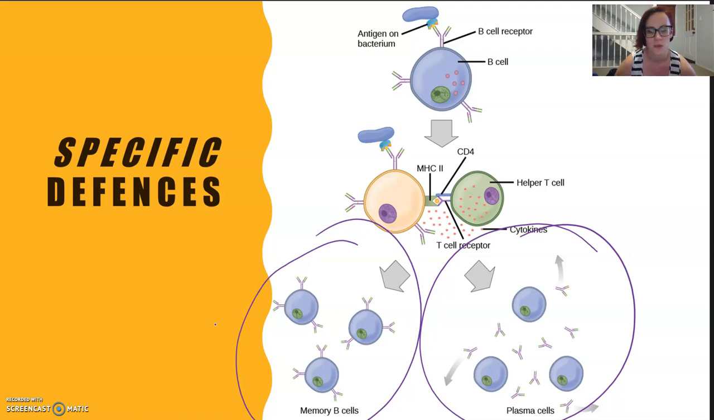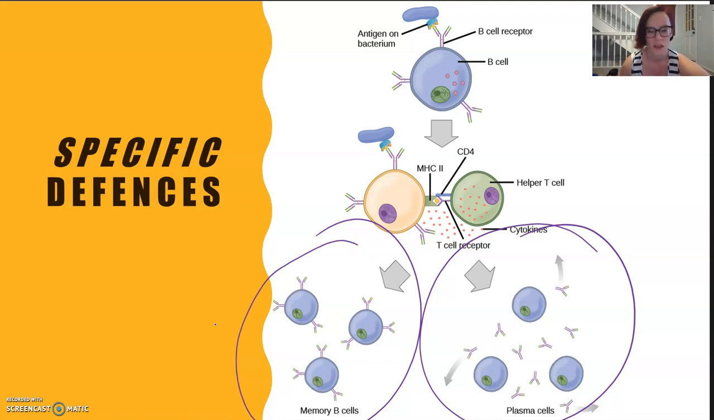Now, the plasma cells will completely pump out antibodies. They want to clear that infection, but these ones are short-lived. The memory cells, however, have a long lifespan, and they can recall any exposure they've had to their specific antigen, and they can become plasma cells at the next exposure.